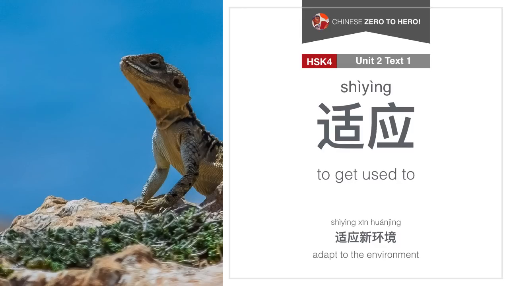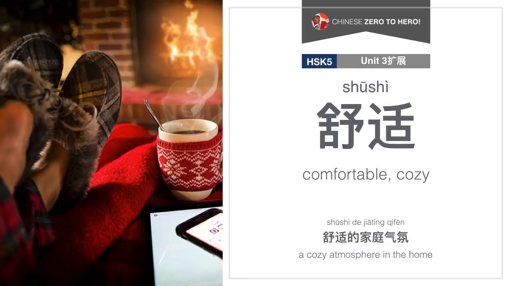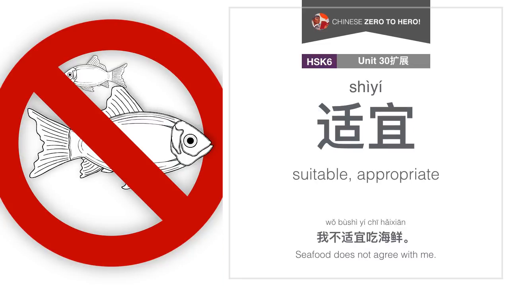In HSK 4, we also learn the word 适应, meaning to get used to. 适应新环境, adapt to the new environment. And in HSK 5, we learn 舒适, meaning comfortable or cozy. 舒适的家庭气氛, a cozy atmosphere in the home. And in HSK 6, we learn the word 适宜, meaning suitable or appropriate. 我不适宜吃海鲜。Seafood does not agree with me.